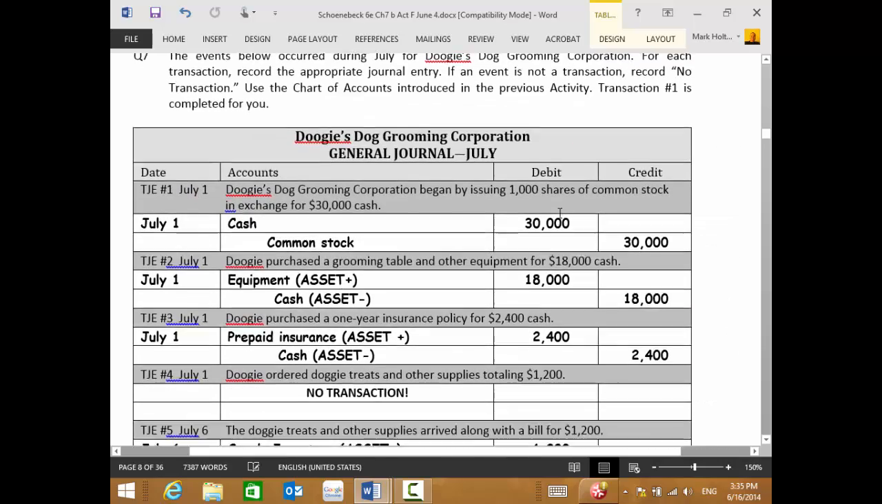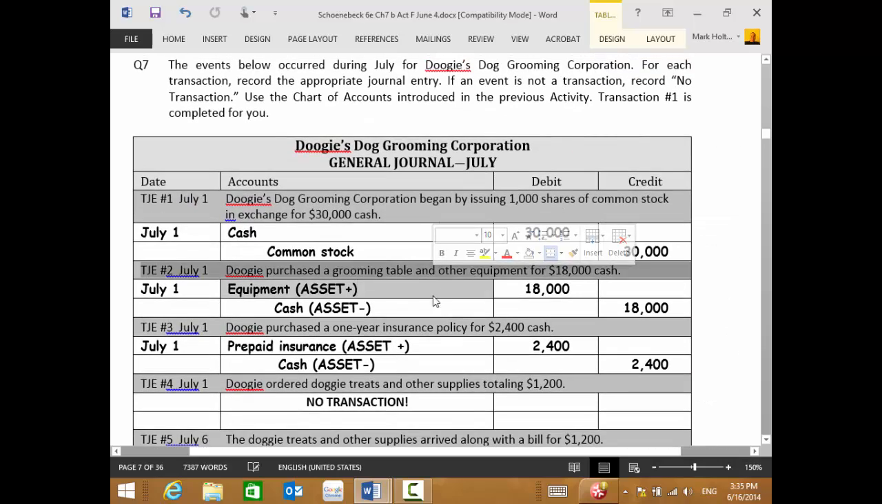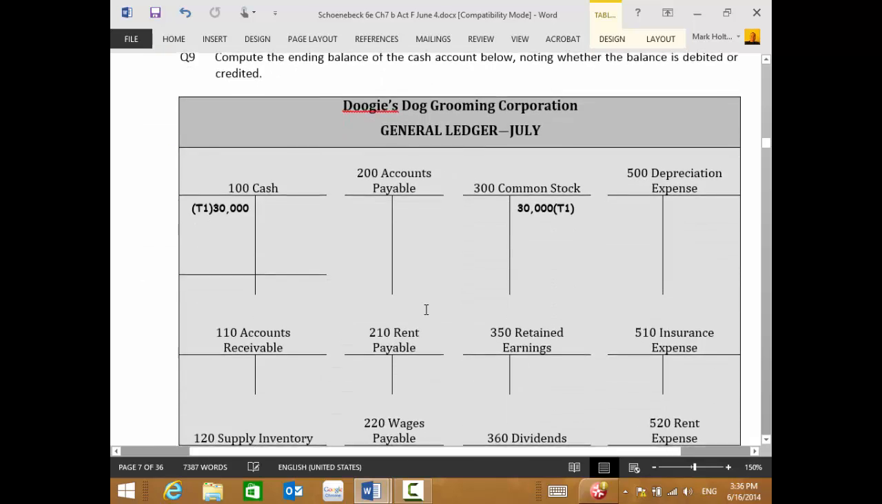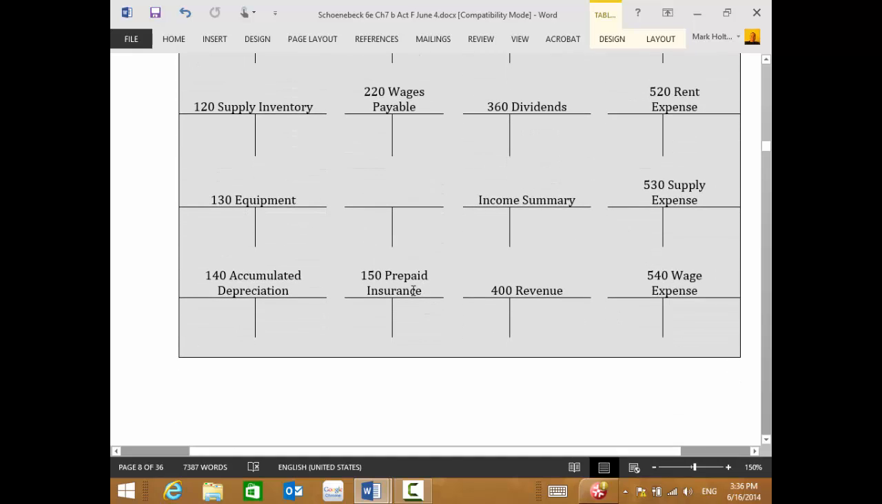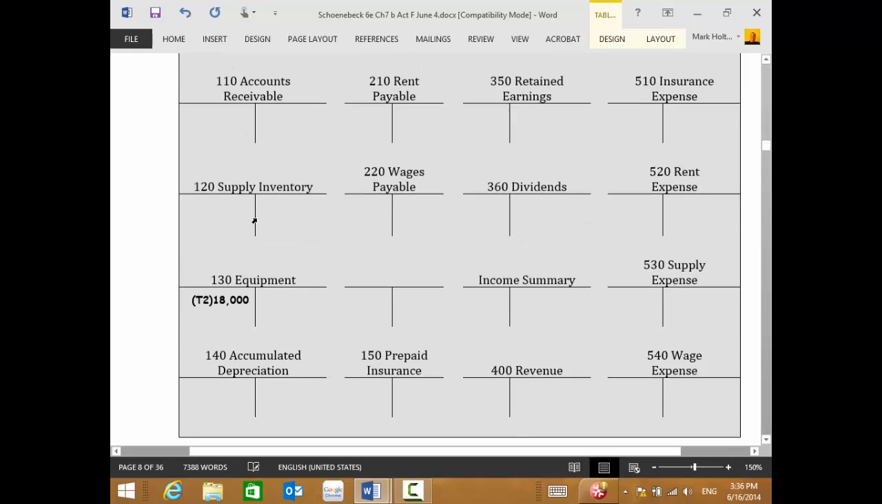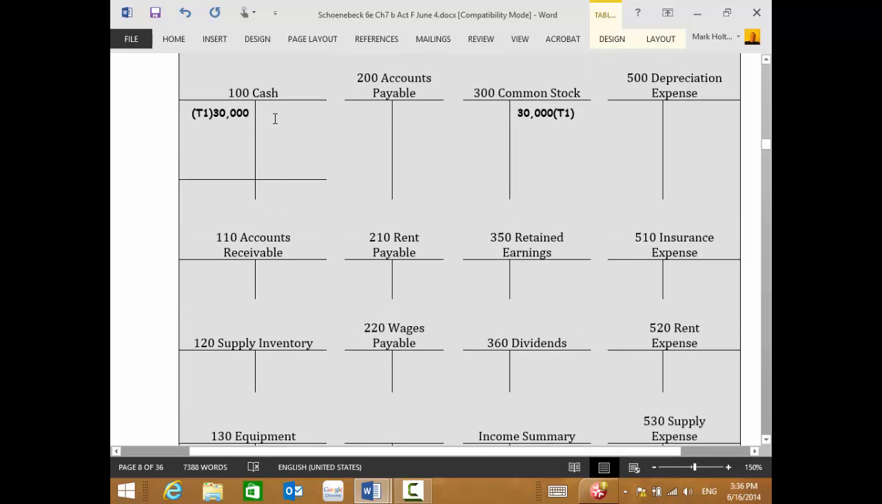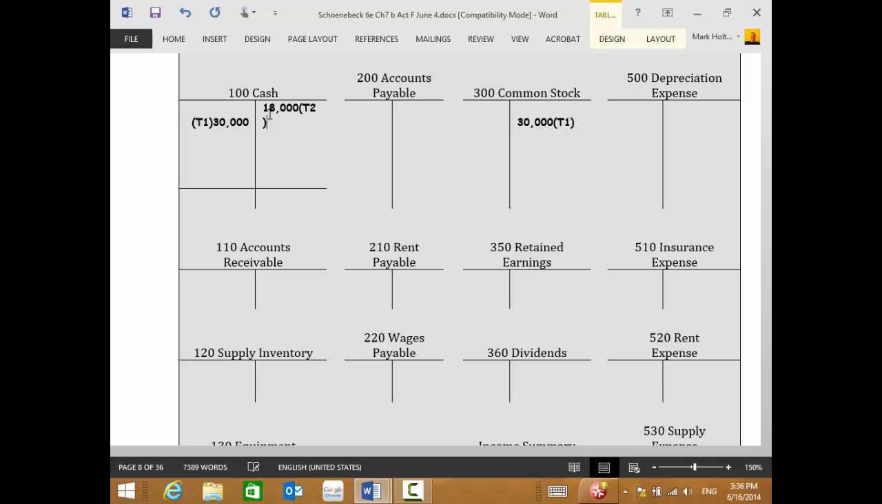Let's look at the next one. We'll do the next one together. Next one, I debited equipment for $18,000 and credited cash for $18,000. So I go over here, I go to my equipment account, and again, in the real world, this would be a whole page. I'd have a page for equipment, so I could keep writing things. I'll write a little reference here, T2, $18,000, like so. The other side of this was to credit cash. So I go over to cash, and I write $18,000 in the credit column, with T2 in parentheses.